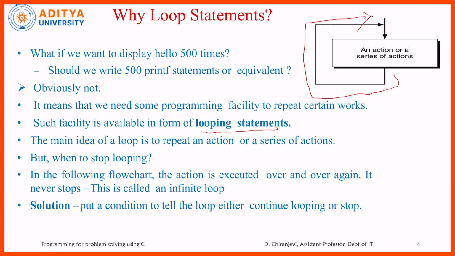In the flow chart, you can see that again and again the control flow is executing. Now when to stop? It never stops. So this is an example of an infinite loop. Now what is the solution to stop the iteration? The solution is to tell the loop by specifying a condition. If we use a condition, it will stop. When the condition is satisfied, then the loop will stop.